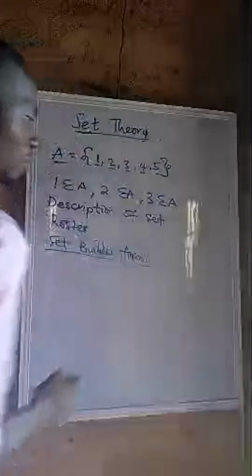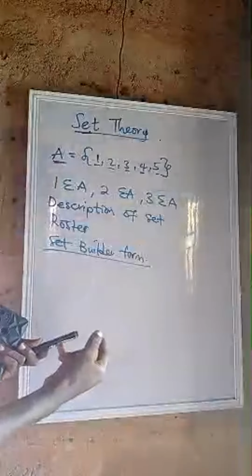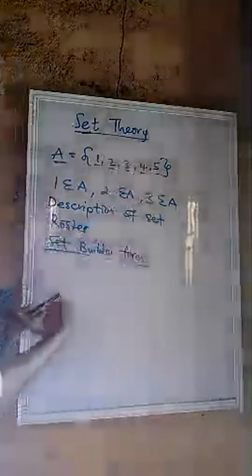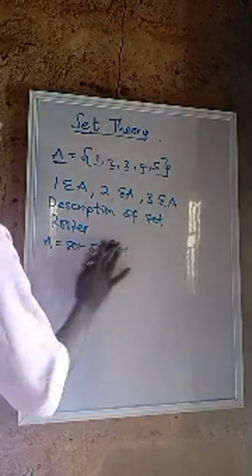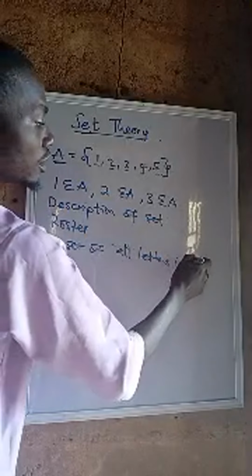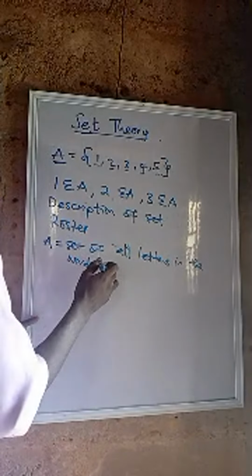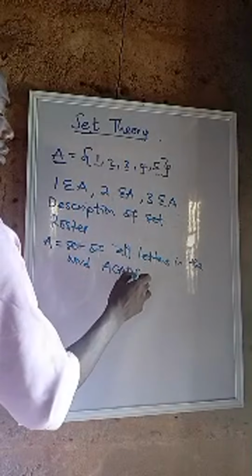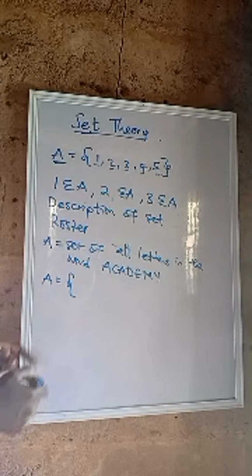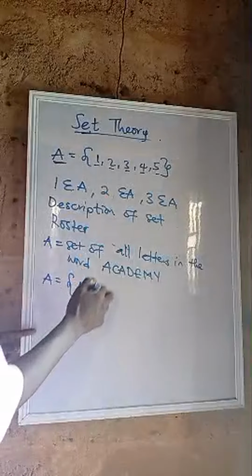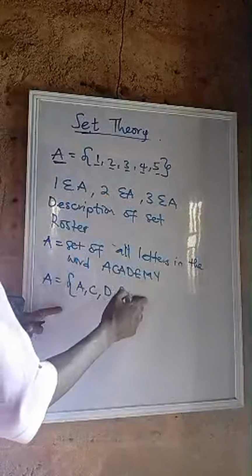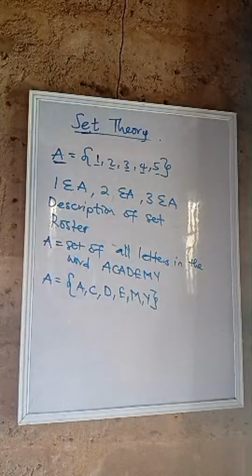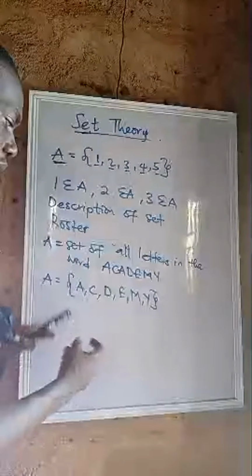But for set builder form, you have to state a particular condition that all the elements satisfy. Let me start with roster form. Let's say A is the set of all letters in the word "academy". So the elements of set A will be what? We have A itself, we have C. This second A is just a repetition, so you don't need to write it again. We have D, we have E, M, and what? And Y. Here I'm only writing out the elements and separating them with commas.